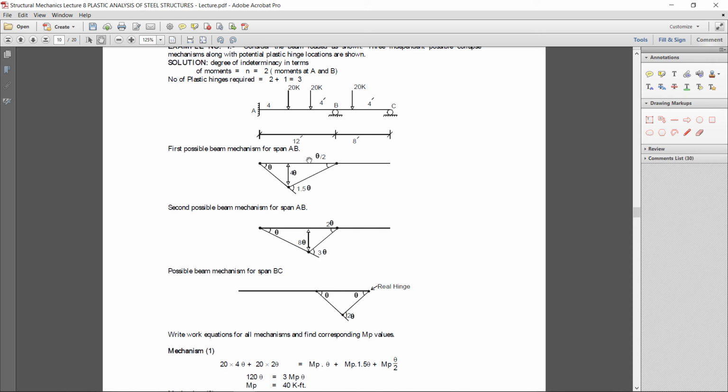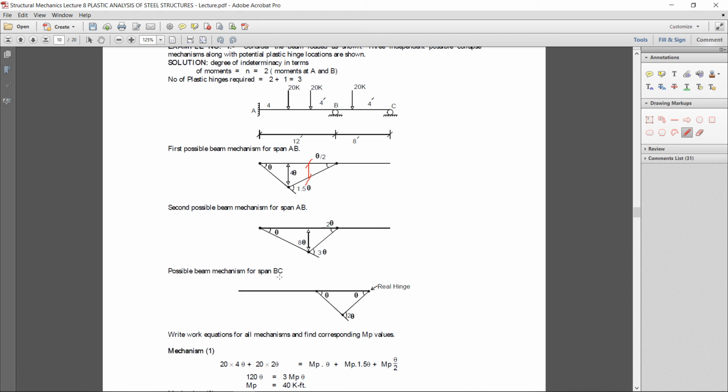Okay, from this side. So 20 into 2 theta, that is the external work done by the loads. This load and this load, that is 20 into 4 theta, and 20 into, at this location the deformation you can get by the similar triangle, 4 theta into 8, then what will be this height with the 4? We know this length. The value you will get, that will be 2 theta. That is the external work done.